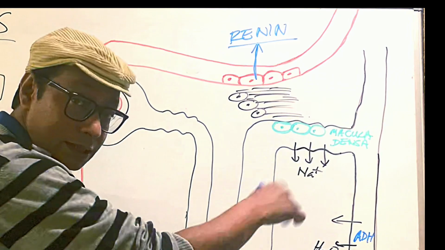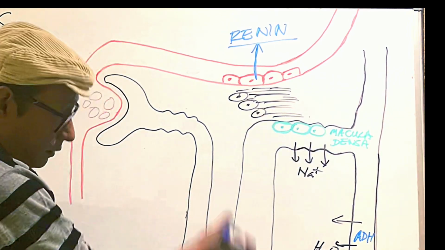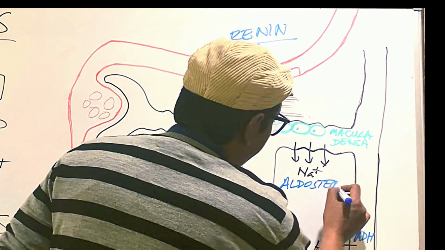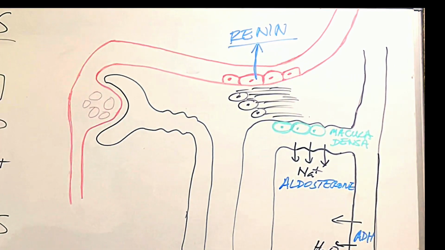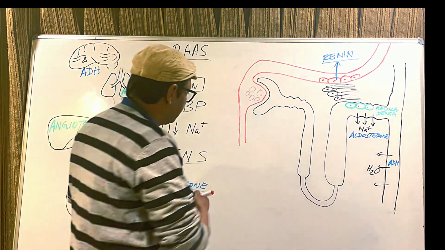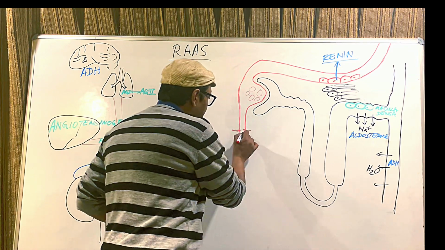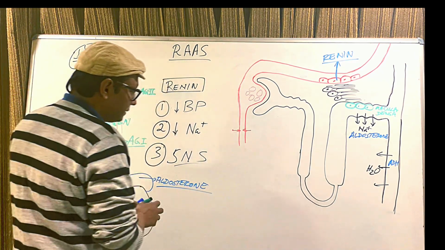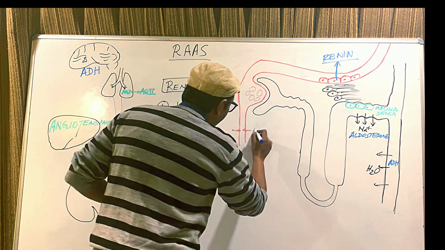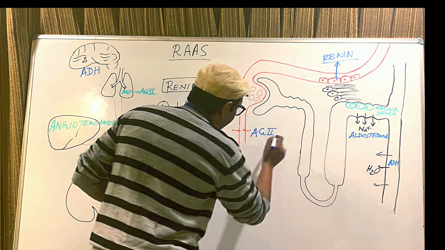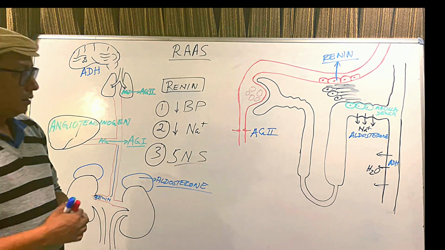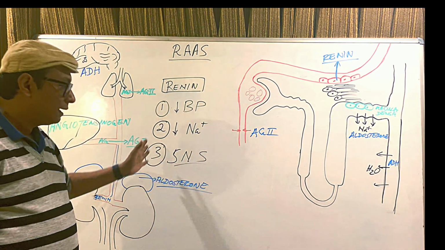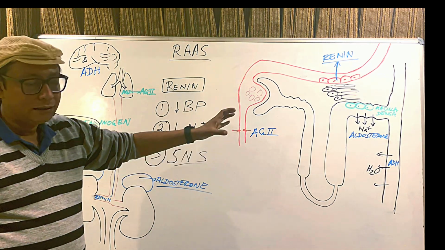Over here, what happens? Due to what is the sodium getting reabsorbed? That is aldosterone. And this arteriole, this efferent arteriole, is getting constricted due to what? This is getting constricted due to angiotensin 2, so we'll write it as Ag2. Simple. So the renin angiotensin aldosterone system actually helps in increasing the blood pressure.